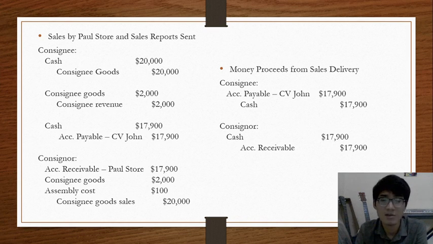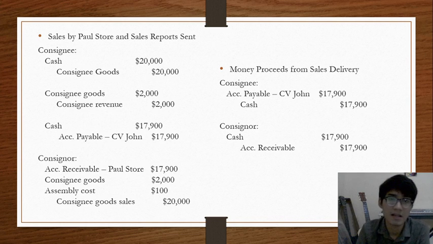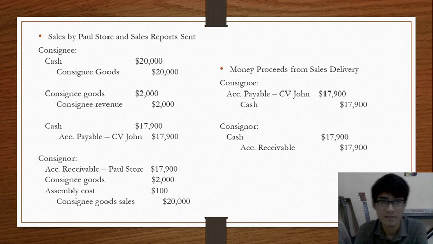We also put consignee goods on debit $2,000, consignee revenue on credit $2,000. And we put cash in the amount of $17,900 on debit, and accounts payable of CV Zone of $17,900 on credit. For the consignor, we put accounts receivable of Polestar $17,900 on debit, consignee goods on debit $1,000, and assembly cost on debit $100. And on the credit, we put consignee goods sales $20,000.